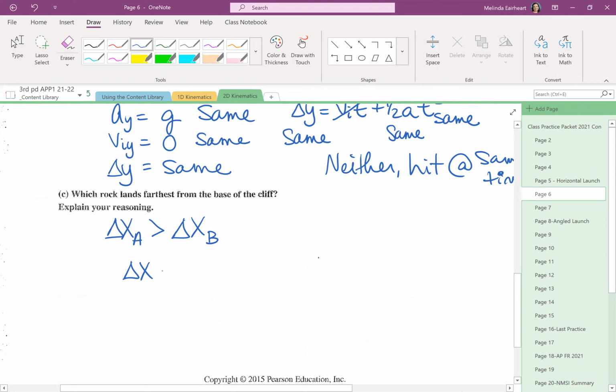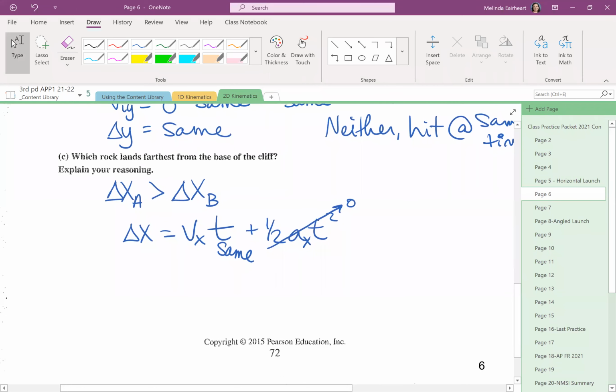So to relate it back to a physics principle, using this equation, it's the plus 1/2 at squared. But with horizontal acceleration being 0, we just have delta x, range, equals your horizontal velocity times time. And we just said that time is the same. So who's going to go further? What kind of relationship does range and horizontal velocity have? Is this a direct or indirect relationship?